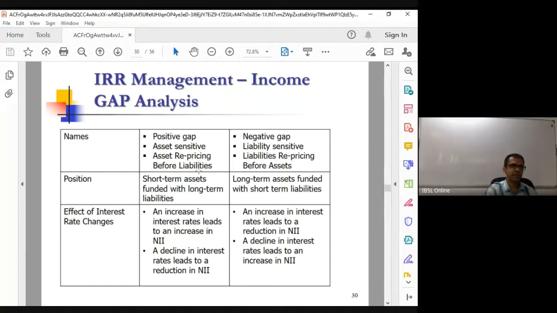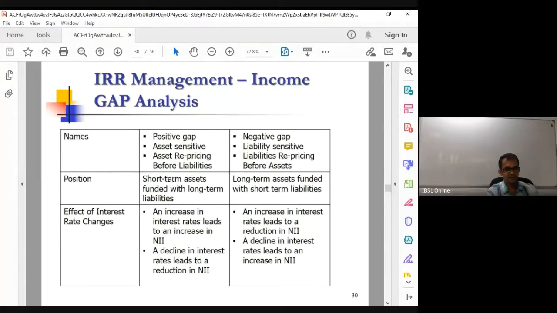When you have a positive gap, that means our assets are repricing very frequently. What would happen if interest rate increases? If interest rate increases, maturity proceeds, we can invest at a higher rate than the previous period. So therefore, in an interest rate increasing environment, having a positive gap will increase the NII, net interest income. But the other way around would happen if the interest rate declines.